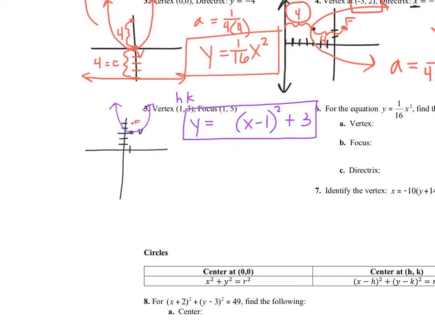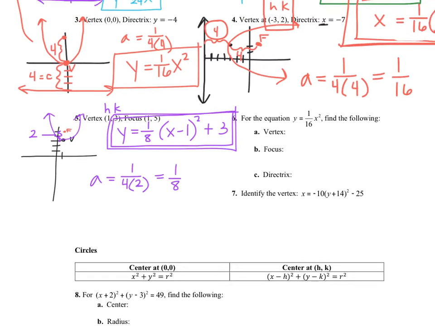Okay, now we need to find a. So the way we find a is 1/4 times c, and we've got to figure out what our c value is. Well, if we were at 1, 3 and we went to 1, 5, this distance right here is 2 units. So we're just going to multiply by 2. So your a is 1/8, so we would put that out in front here. Okay, and that would be your answer.